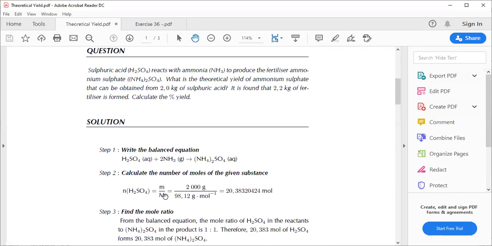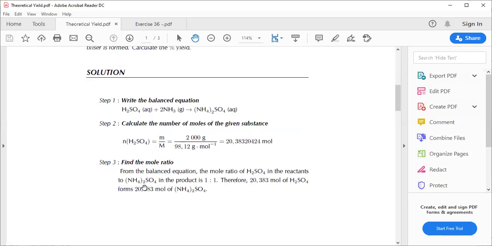Divide by the molar mass of sulfuric acid. What is the molar mass of sulfuric acid? It's 98. It's going to be your 2 plus 32 plus 64. That gives you 98. 2000 divided by that, you get 20.38 moles. Next one, you go to the mole ratio.